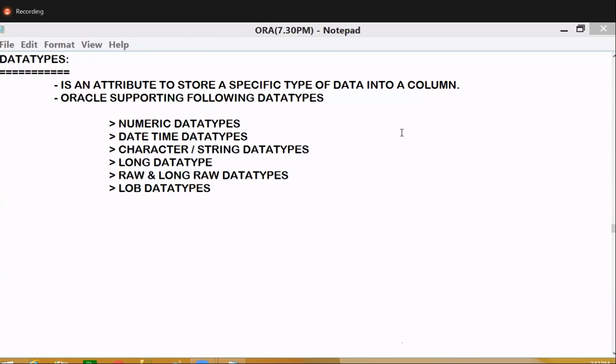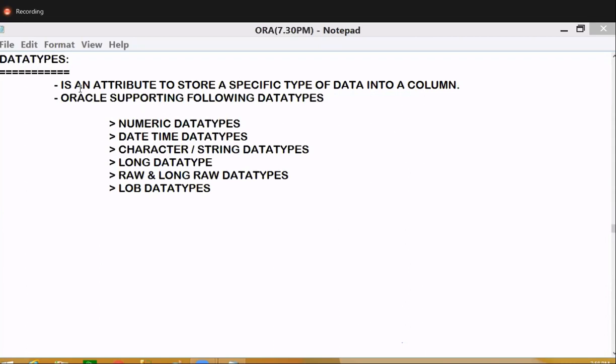RDBMS products, basically RDBMS products, store the data in tabular format. So that is important. That's why we need to create a table first. And to create a table, we need some data types knowledge.